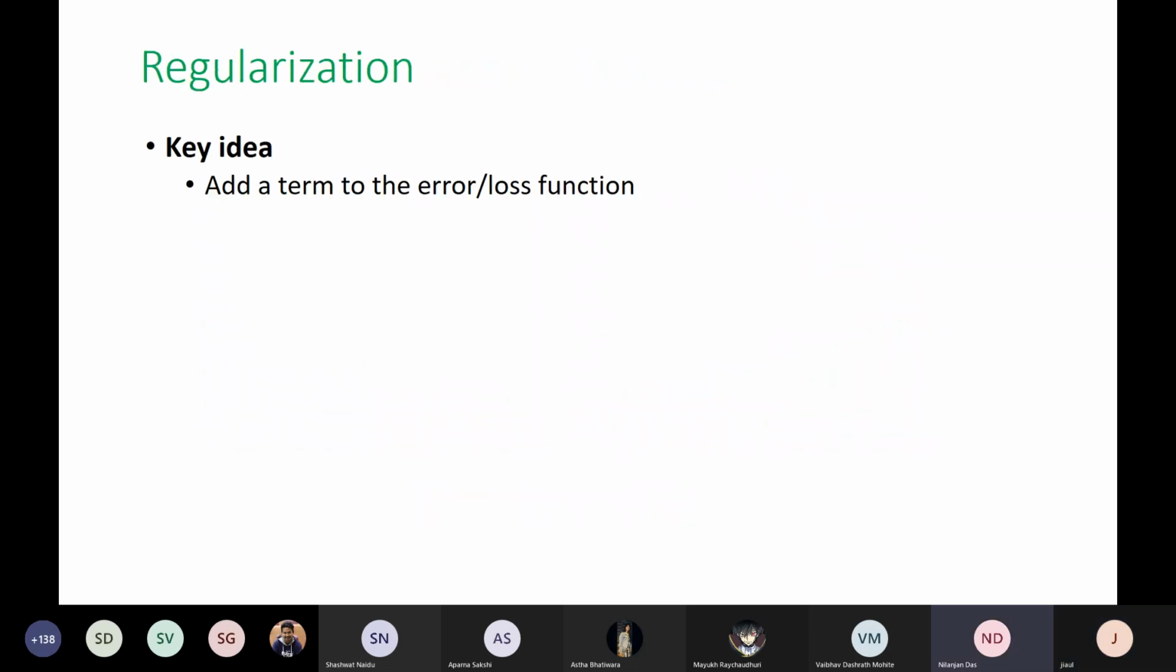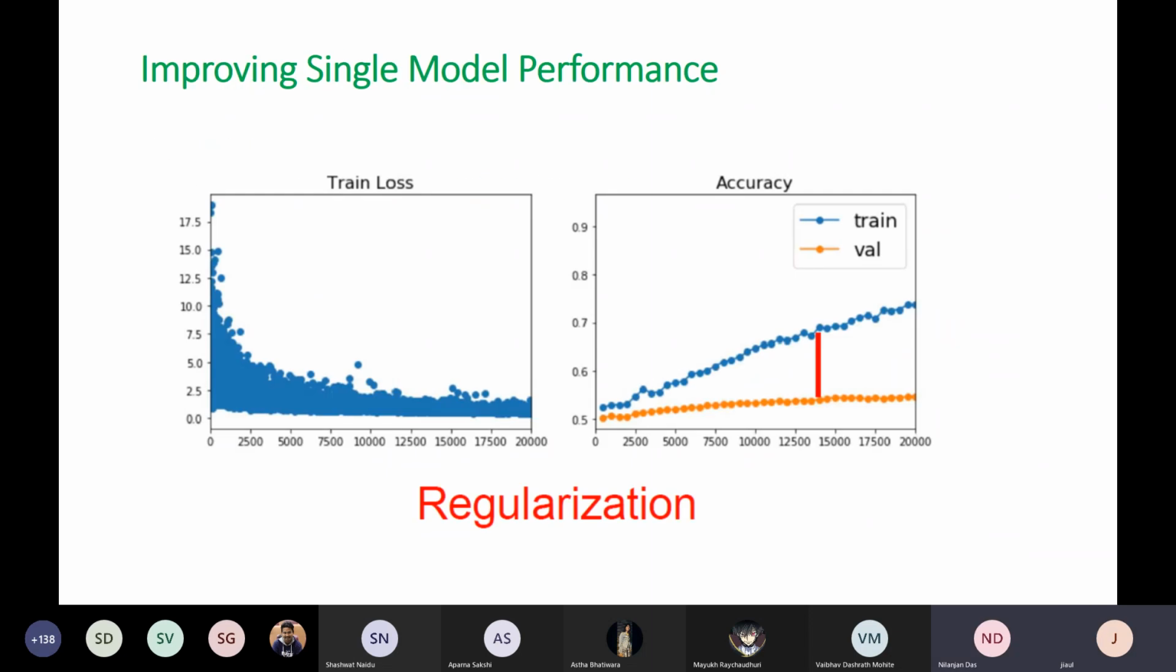Sir, a small question. Yeah, sure, go ahead. In the accuracy diagram, what does the x-axis represent, the number of training data? The x-axis represents the number of epochs, maybe. No, this is the number of epochs actually.